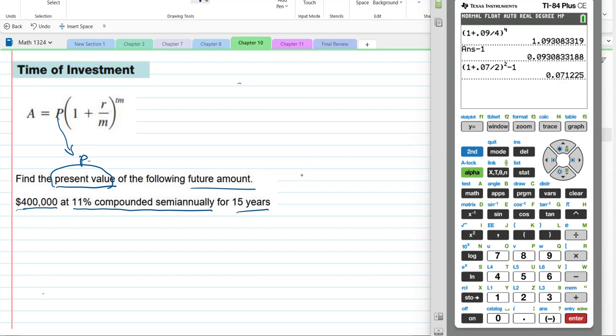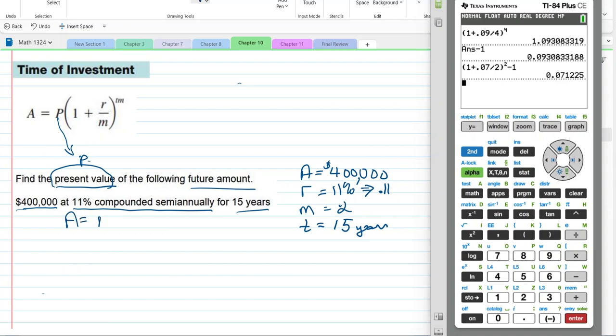So let's look at what we have. Our A is 400,000. Our R is 11%, and decimal it is 0.11. Our M is 2 for semi-annual, and our T is 15 years. All right, so here we go. Well, it's a review, kind of, because we've done these. And I didn't show the program, so we're going to do the work. Here I go.